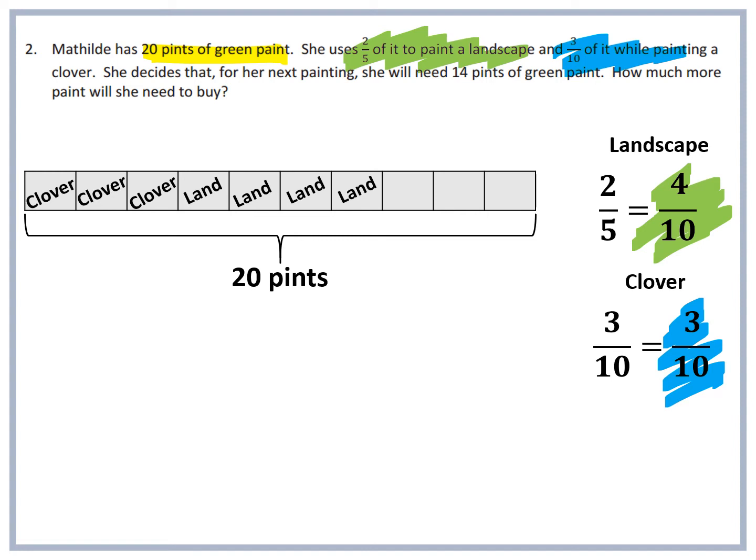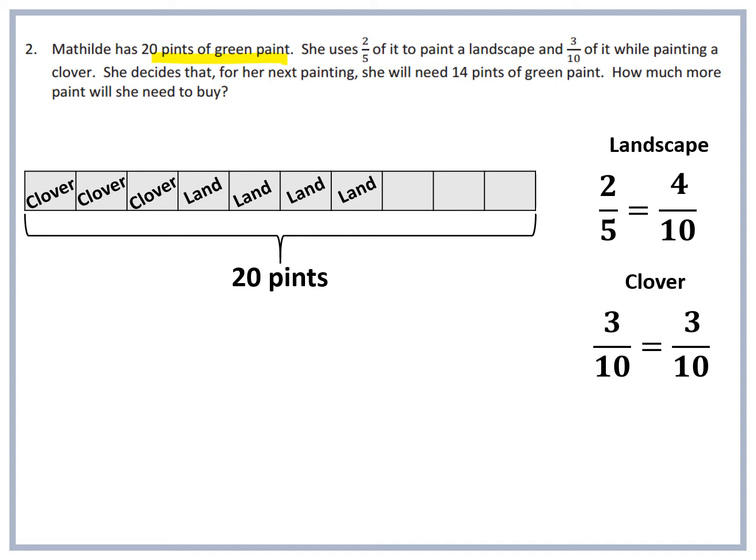Now all we've done so far is model the problem onto a tape diagram, but we haven't really addressed what the question actually is. Let's read the rest of the problem. She decides that for her next painting, she will need 14 pints of green paint. How much more paint will she need to buy? Before figuring out how much paint she needs to buy, I first need to know how much she has left, because that will really dictate how much I need to get.